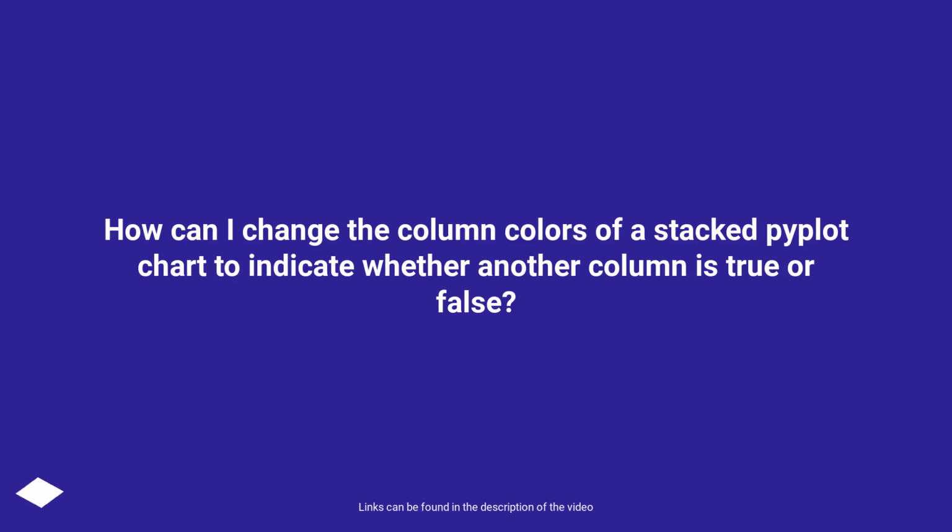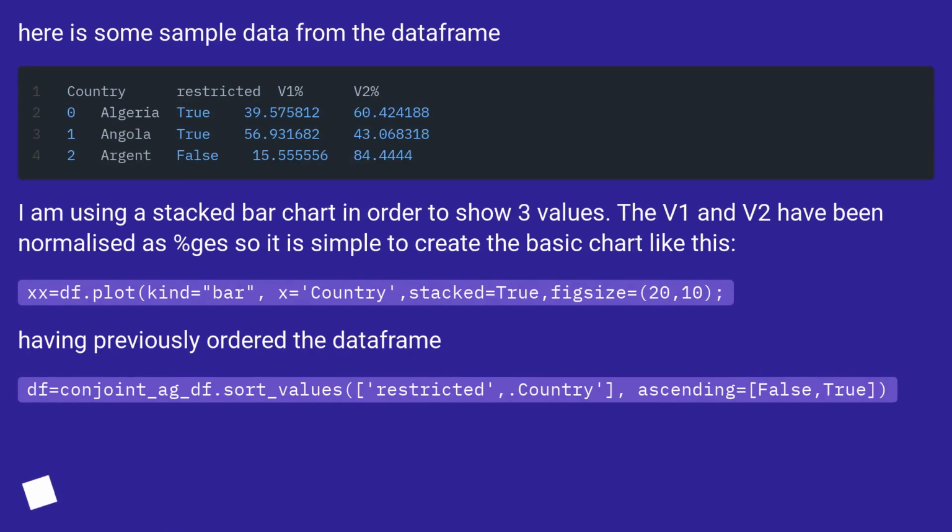How can I change the column colors of a stacked pyplot chart to indicate whether another column is true or false? Here is some sample data from the data frame. I am using a stacked bar chart in order to show three values.